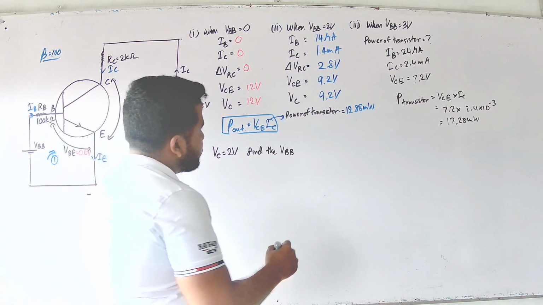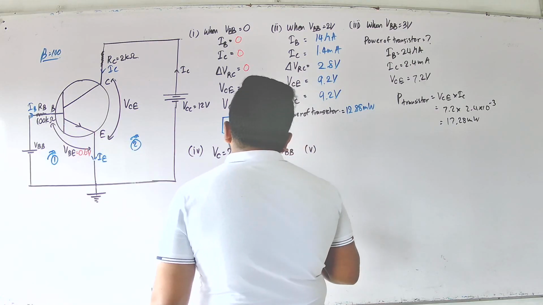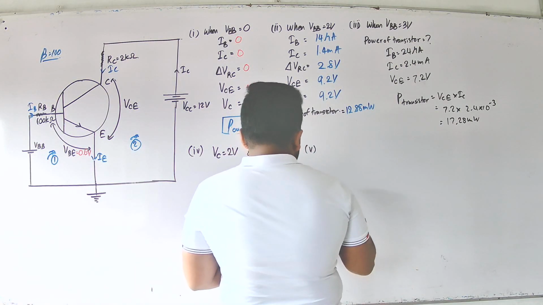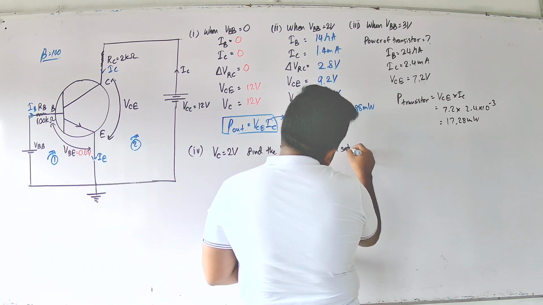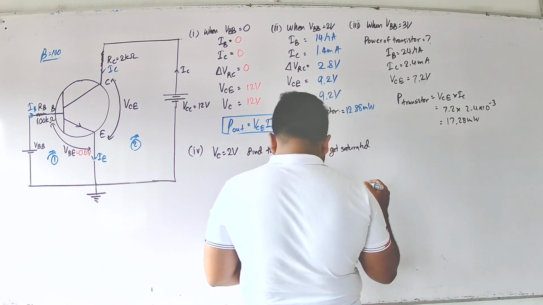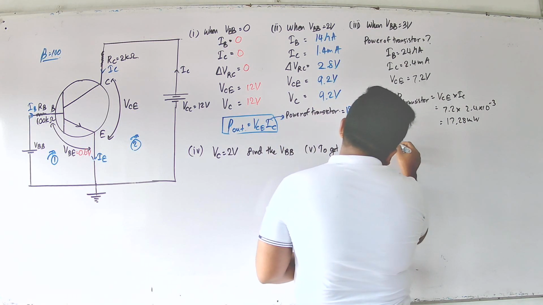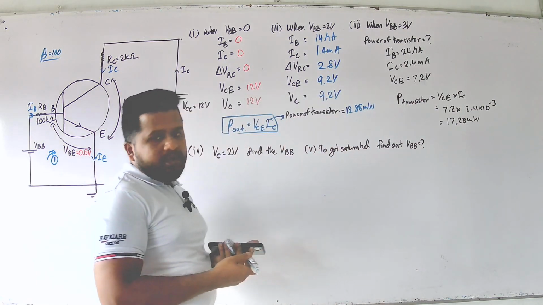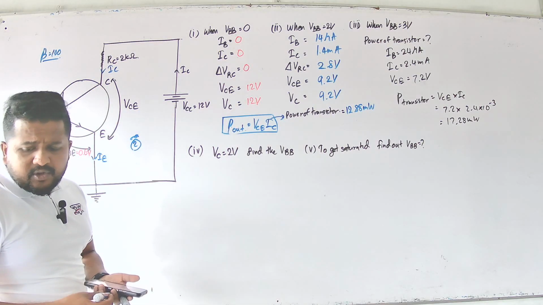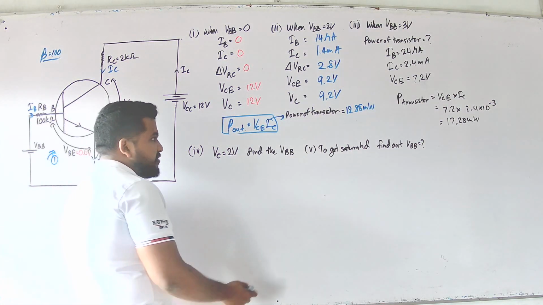Number 5. To get the saturation region, find out VBB. What does saturated mean? What is the case when saturated? VCE equals 0.